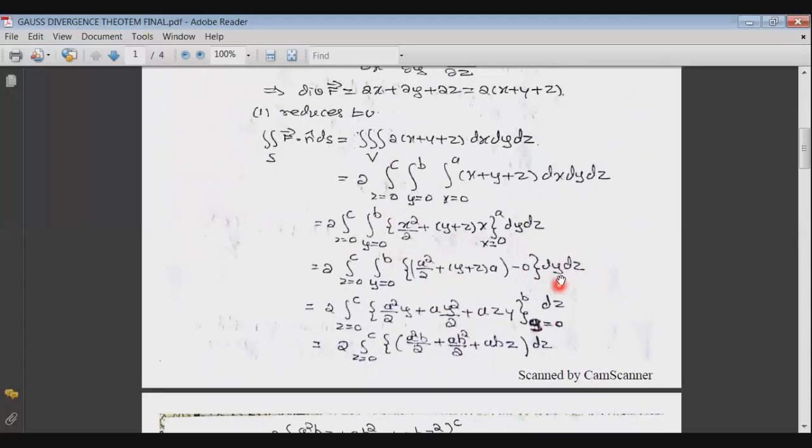Now let us integrate with respect to y. Here a square by 2 is a constant, and 1 with respect to y is y.